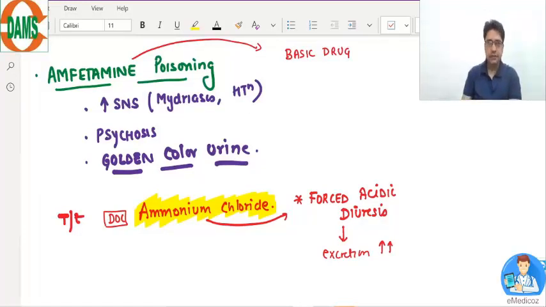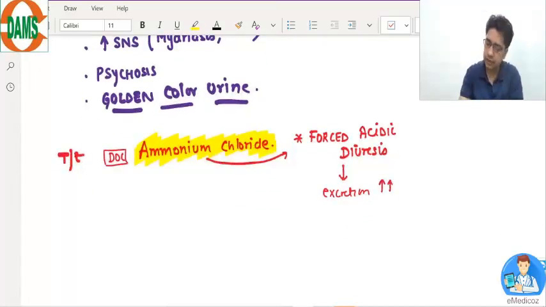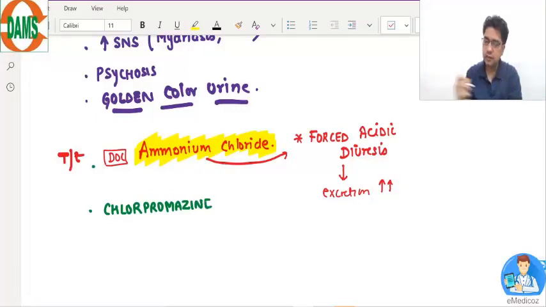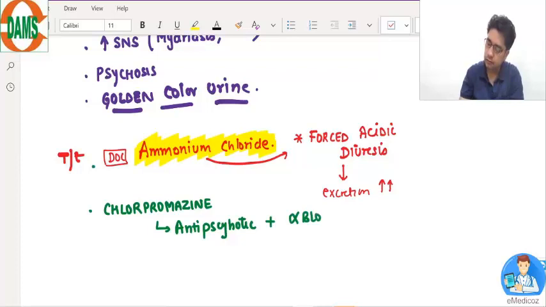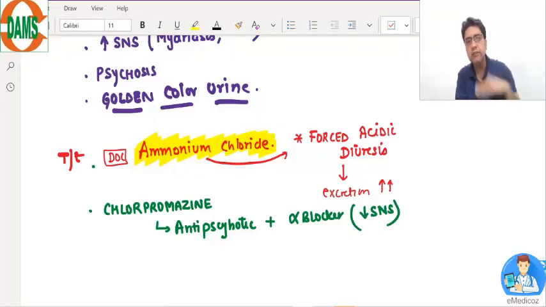Yes, sympathetic discharge can also cause arrhythmia. You're absolutely right. Second point you can give: one drug, chlorpromazine. If somebody asks you which drug is given, chlorpromazine. Chlorpromazine is an antipsychotic plus alpha blocker. Alpha blocker will reduce sympathetic activity. So this is about amphetamine. Amphetamine is an important topic for you. You must know about amphetamine.